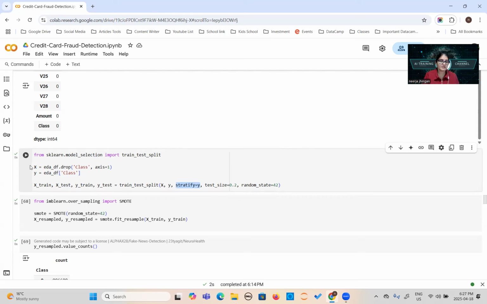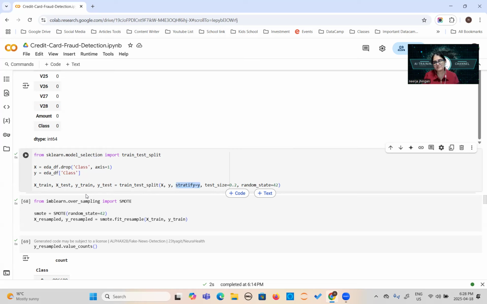If there are X train, X test, Y train, Y test, and I don't use this, it might be that your Y train contains only the fraud cases, or maybe only the non-fraud cases. This can happen. But if you use stratify equals y, it will divide the data set at an equal level. It must contain some non-fraud values and some fraud values. This is the reason we use it.